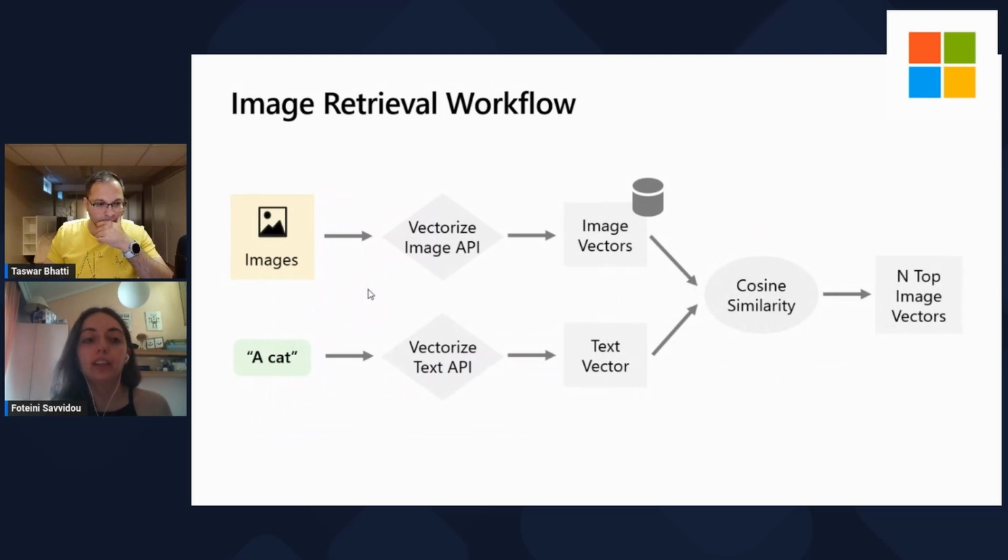And also, instead of a text prompt, you can use another image to search your image collection. And in this case, you can use the vectorized image API instead of the vectorized text API.